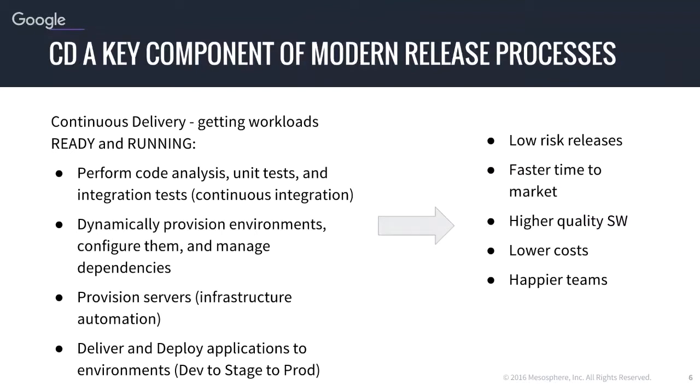So the CI part is like performing the code analysis, the unit tests, the integration tests. That's considered continuous integration. The hard part comes in when you have to dynamically provision the environments. You declare your environments, whether it's YAML or JSON files, and you automatically provision the environments, and you need to have an infrastructure or a platform that allows you to do that.